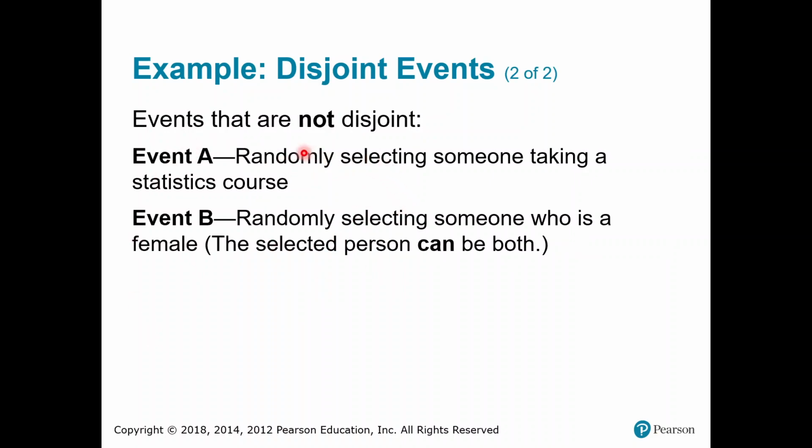Now, these events here are not disjoint. Event A is saying select someone who is taking a statistics course, and event B is saying select someone who is a female. Because there is a female student who can take the course, we can have both female and taking the course, and so it is not a disjoint event.